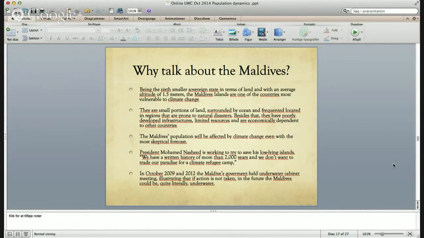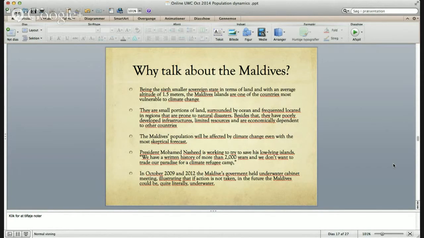So the entire population has a very small portion of land. So it's surrounded by the ocean, and it's prone to natural disasters. So that means natural disasters happen there quite often. Outside of that, if you just look at the actual island, they have quite poorly developed infrastructure. So that means like roads and housing. They have quite limited resources, limited ability to grow something on the island. And then they're economically dependent on other countries.